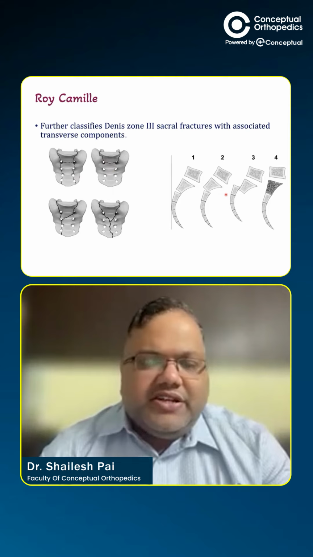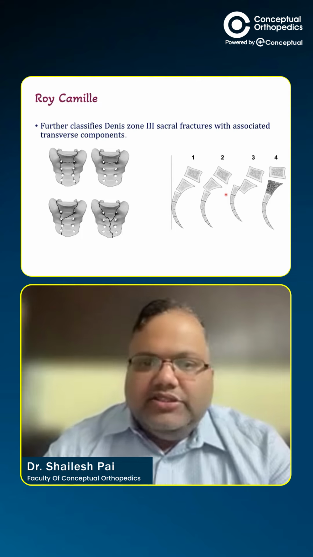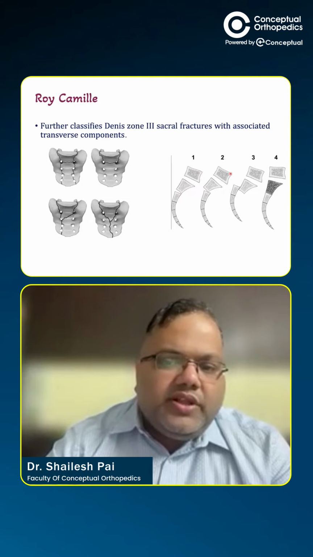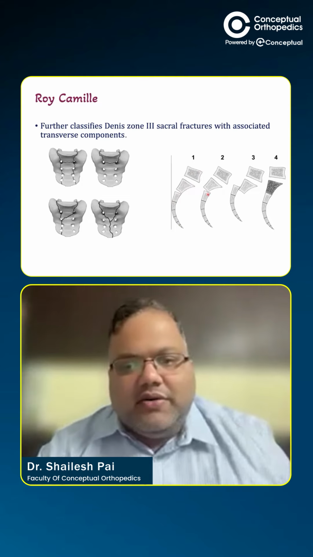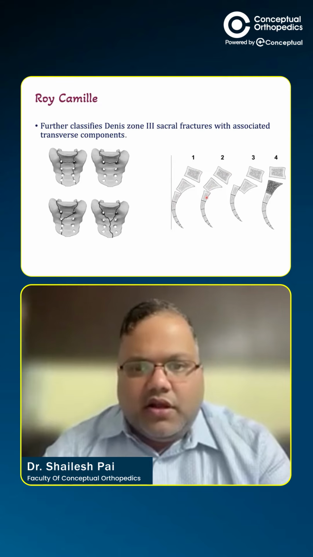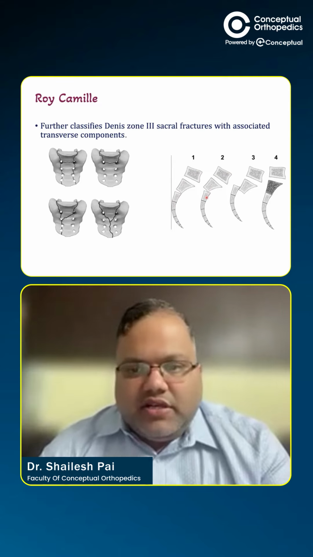Okay. So it divides into basically 3 types. The fourth was a modified Roy Camille classification, which was added on later on. So type 1 is a fracture with only an angulation, a kyphotic angulation. In type 2, there is an angulation along with a retrolisthesis, that is, a posterior displacement of the proximal spinal column. Type 3, we have an anterolisthesis with the angulation.